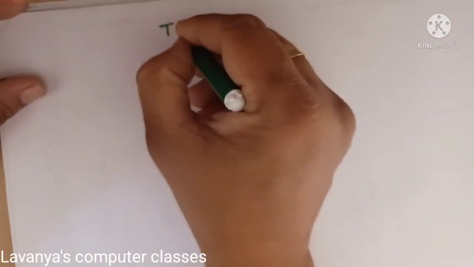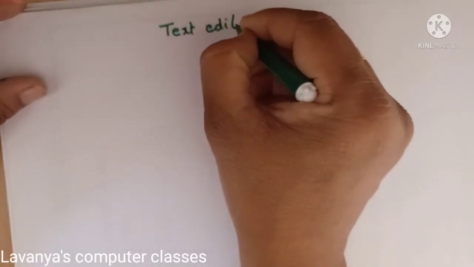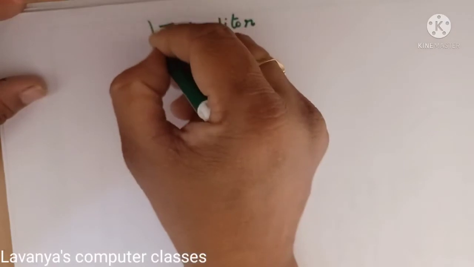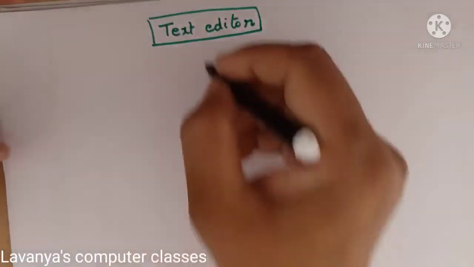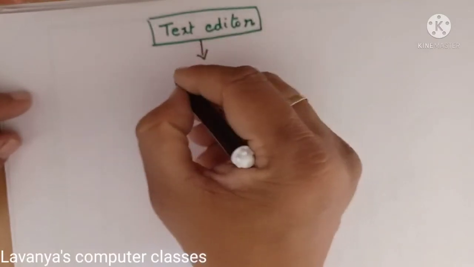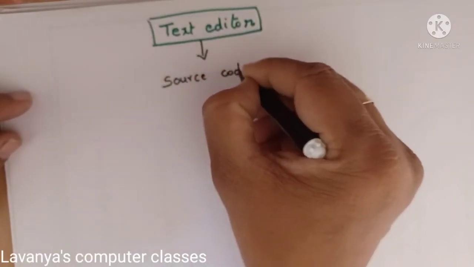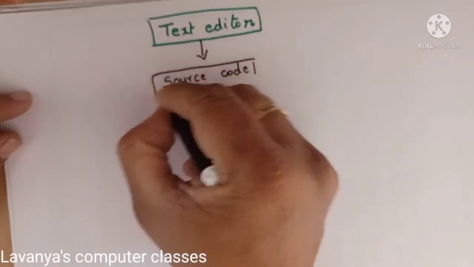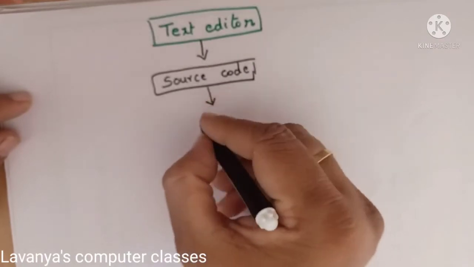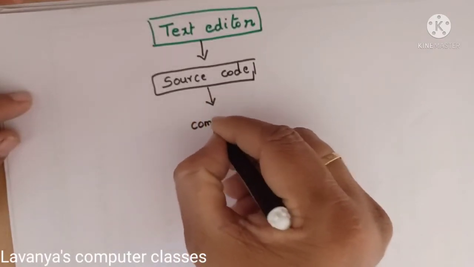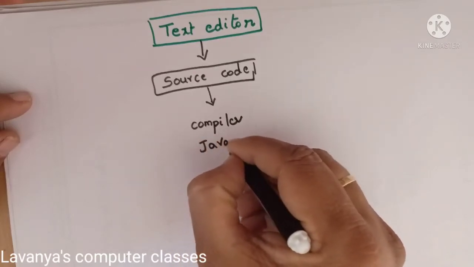For example, this is the pictorial representation. First we take a text editor, any text editor like Notepad. Write the program in the text editor. The program written in the text editor is called the source code. Once the source code is completed, then we compile the program. For compiling, we need the javac compiler.